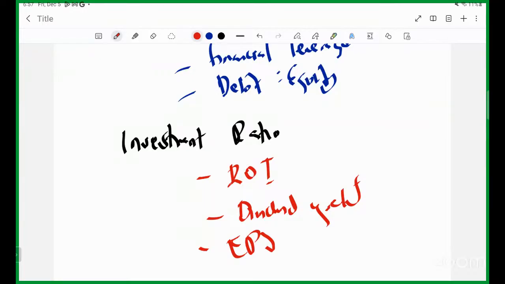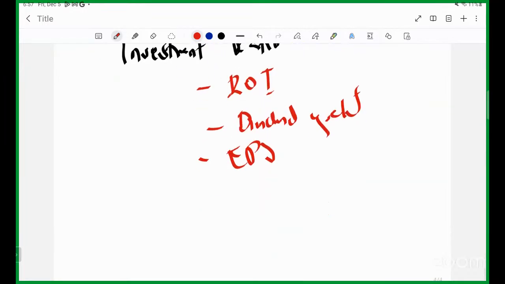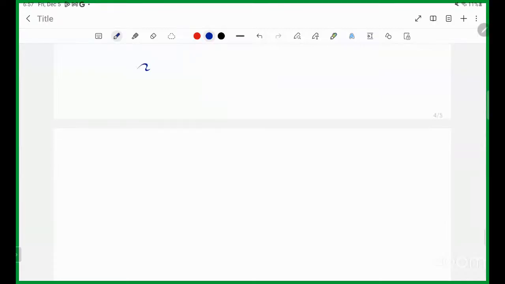Great. Now, a question may come and they want ratio analysis, but common size. You know common size? Common size is simple.